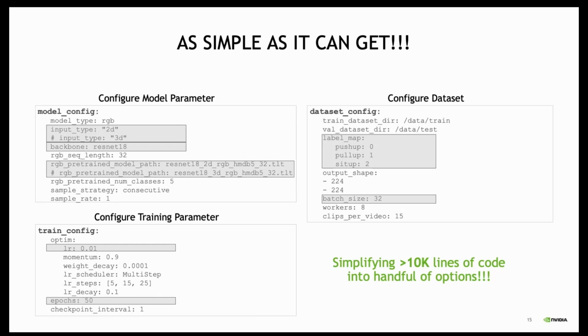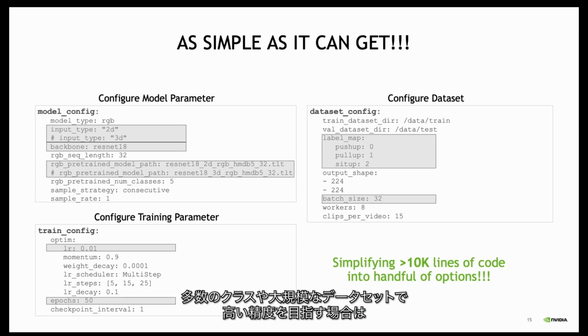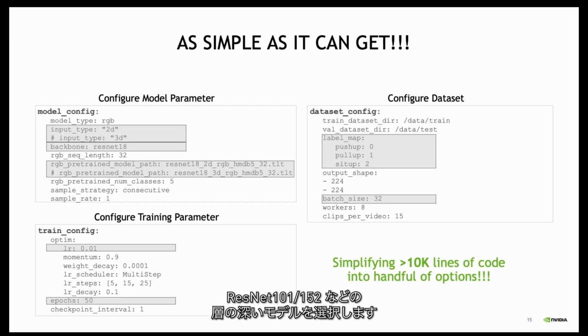In the model parameter config, you can select between a 2D or 3D model depending on accuracy and performance KPIs. You can also specify what backbones you want to use. You can choose any ResNet-based feature extractor, from ResNet 18 all the way to ResNet 152. If you have a large number of classes, a large dataset, and you're shooting for high accuracy, you can go as deep as ResNet 101 or 152. If you're looking for inference performance, you can go with the shallower networks.